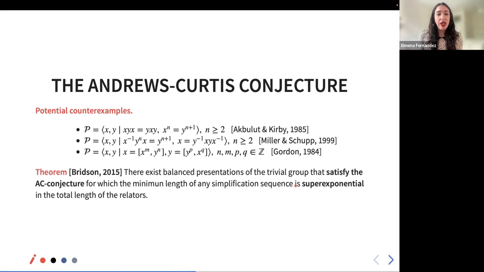And also, I want to say related to these kinds of algorithms that there's a theorem by Bridson in 2015 that says that there exist balanced presentations of the trivial group that satisfy the conjecture, but the minimum length of any simplification sequence is huge. So if you use this kind of algorithm, you might have bad luck: your algorithm is not going to finish, even though it's a presentation that satisfies the conjecture. So let's try to use topology to deal with these examples and also with this conjecture.